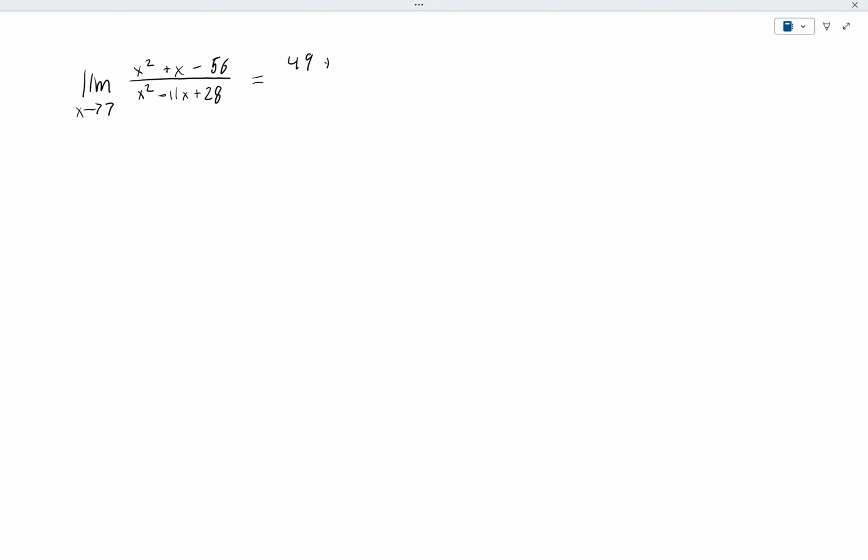So I'm going to get 49 plus 7 minus 56 all over 49 minus 77 plus 28. So in the numerator here we're getting 49 plus 7. So that's going to give us 56 minus 56 all over, 49 plus 28, that's going to give us 77 minus 77.